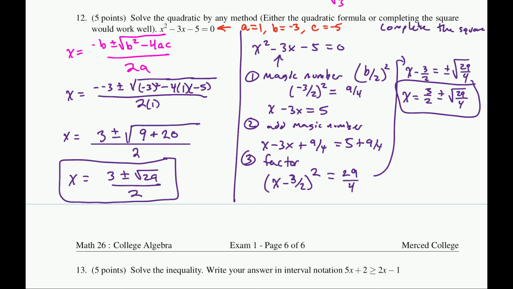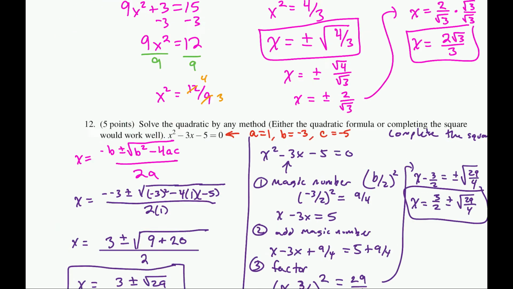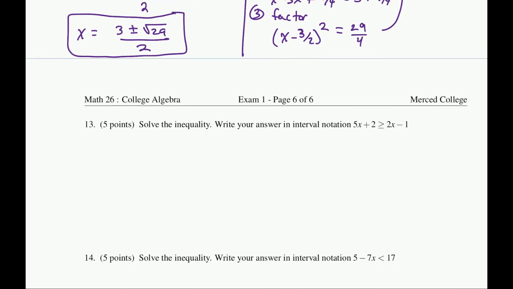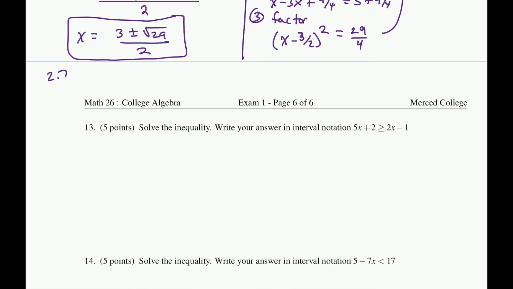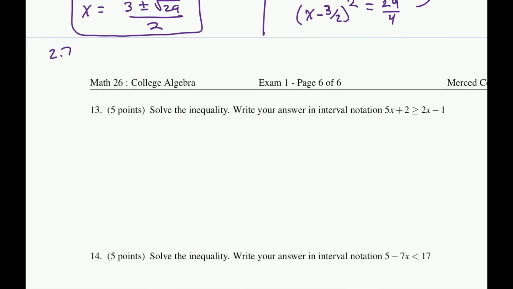Okay, so those are solving quadratic equations. Now, finally, we're off to our last section. I think this is section 2.5, by the way. And then down here, we're in the last section, which is 2.7. There's not a lot to these. You're just going to solve them the way you are on the homework right now. Remember, the one special case scenario is when you multiply or divide by a negative. That will probably come up on the next problem.